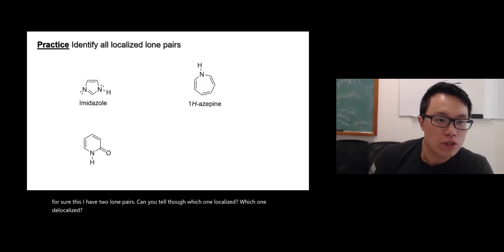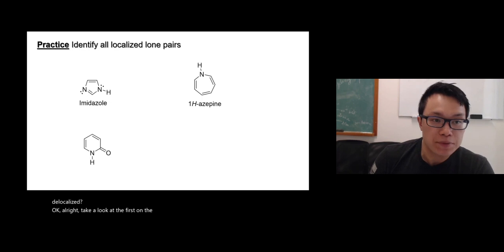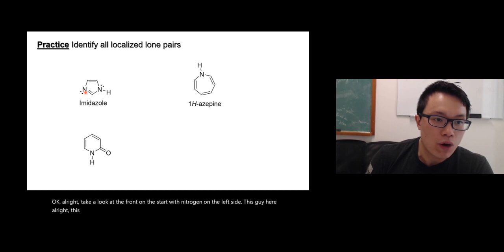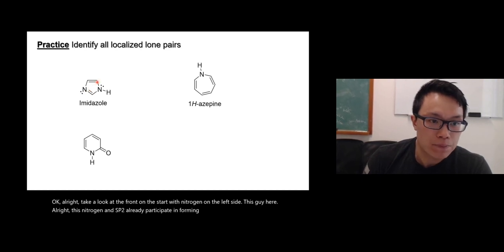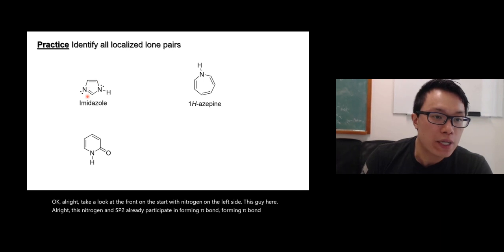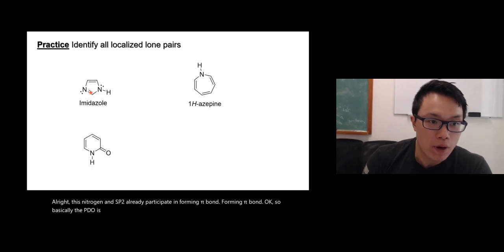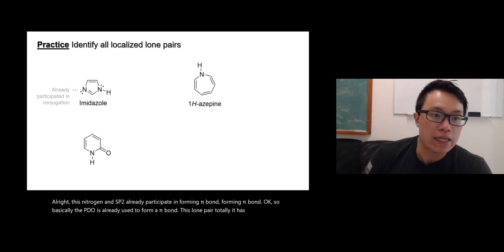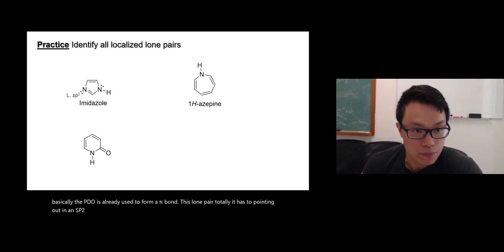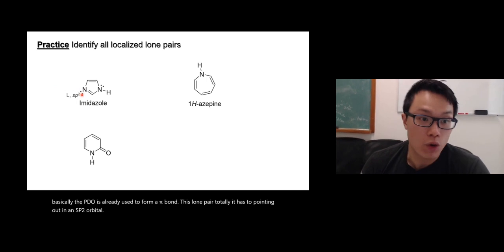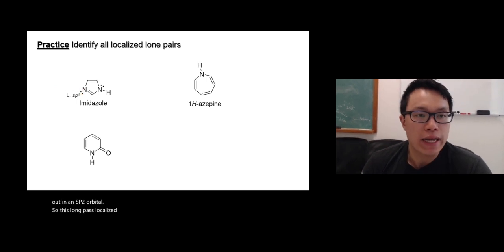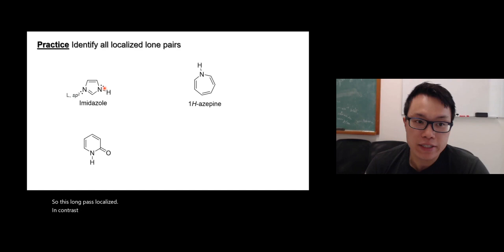All right, let's take a look. Start with the nitrogen on the left side, this guy here. This nitrogen is sp2 and already participates in forming a pi bond. So basically, the p orbital is already used to form a pi bond. This lone pair has to point out in an sp2 orbital. So this lone pair is localized, in contrast to this lone pair, which is not localized.